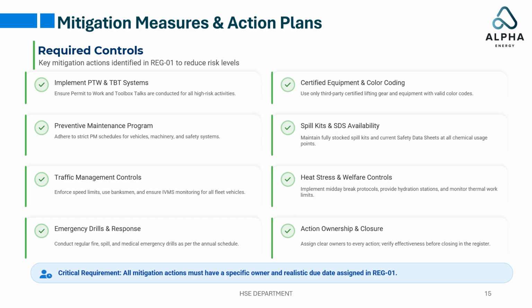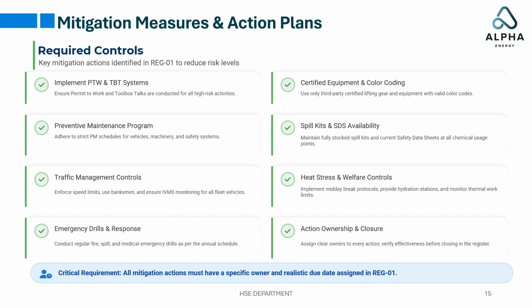Equipment safety is maintained through the use of certified equipment and color-coded lifting gear, ensuring that only approved third-party certified equipment is used. Proper spill kits and safety data sheets, SDS, must be available at all chemical usage points to ensure readiness for environmental incidents.